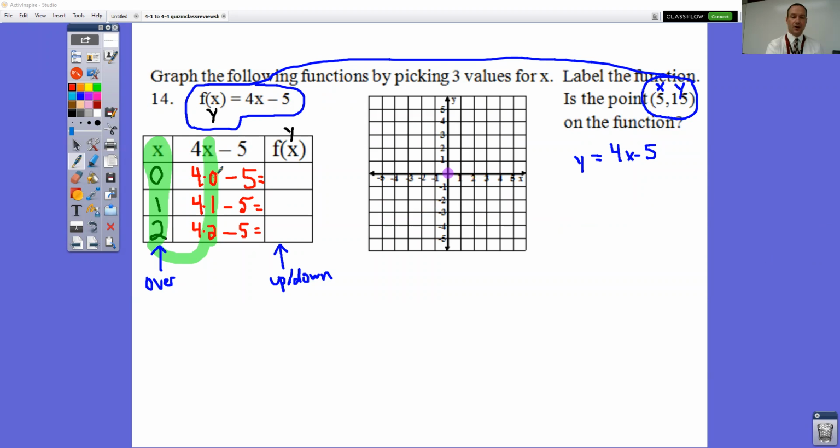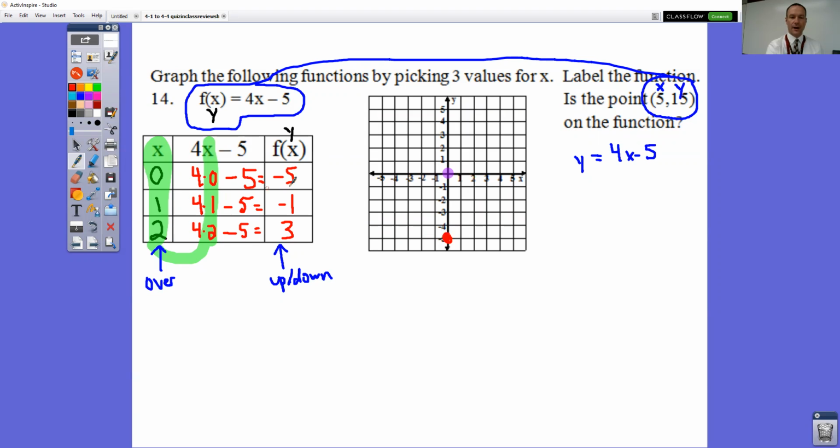Four times 0 is 0, minus 5 is negative 5. 4 times 1 is 4, minus 5 is negative 1. 4 times 2 is 8, minus 5 is 3. When we go to graph it, 0, negative 5, starting in the middle at the purple dot, we're going over 0, down to negative 5.